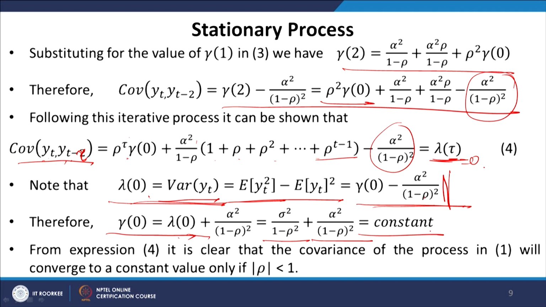That is how we have derived that the variance of y t is actually constant. From expression 4, it is clear that the covariance of the process in 1 will converge to a constant value only if the mod value of rho is less than 1, right. So, this expression shows that we have convergence only if the mod value of rho is less than 1. If the mod value of rho is greater than 1, then of course, as the power increases, there will be more and more divergence.